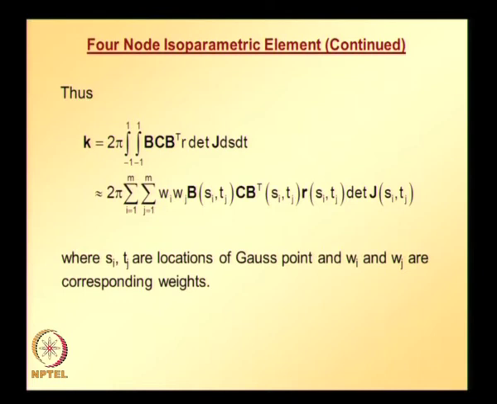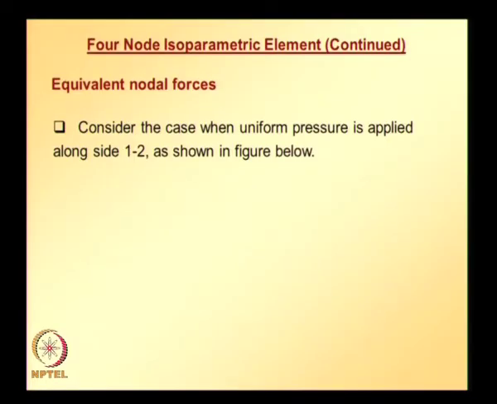axisymmetric isoparametric element. So, now we need to look at how to get the equivalent nodal vector, because finally if you want to solve the problem, we need to know the stiffness matrix and the force vector, the equivalent nodal force, and how to evaluate equivalent nodal forces. So, for that, consider the case when uniform pressure is applied along one of the sides, let us say side 1 2, that is the side connecting nodes 1 2 as shown in the figure below.